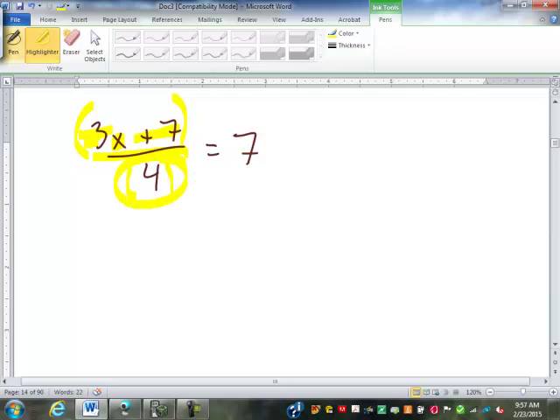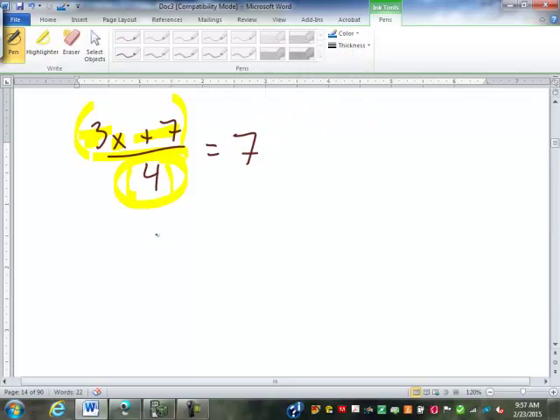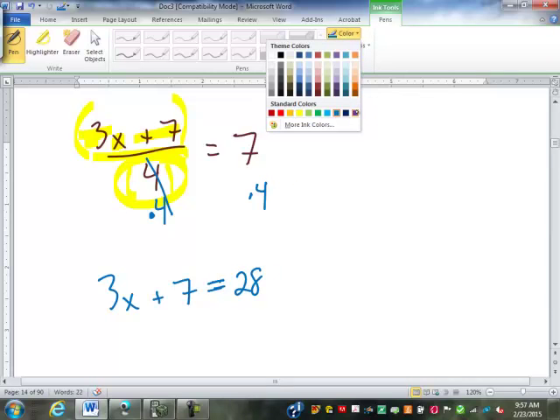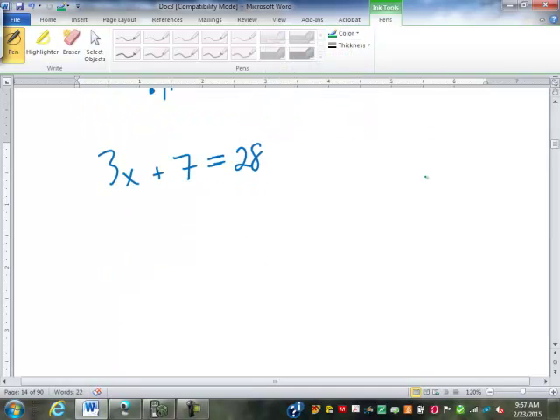So to take this apart, or to solve it, we reverse those steps. The last thing that was done was dividing by the 4. The first thing we're going to do is multiply by 4. The opposite of dividing would be multiply. So we're going to multiply by 4 to get rid of it. So 3x plus 7 equals 28. And then now it's in a form we know what to do with. What are we going to do?